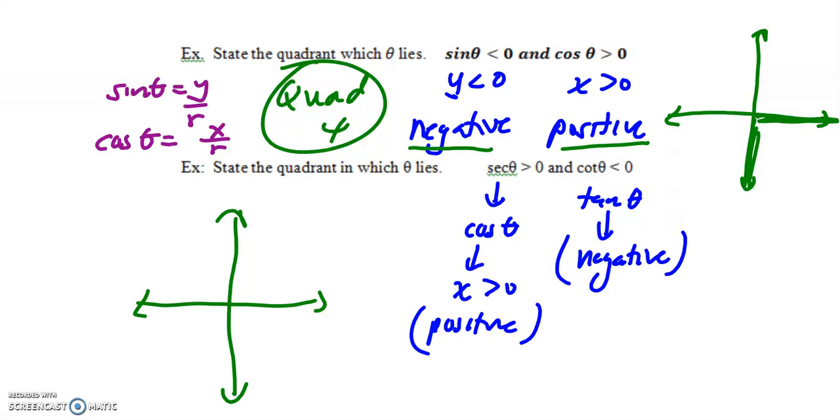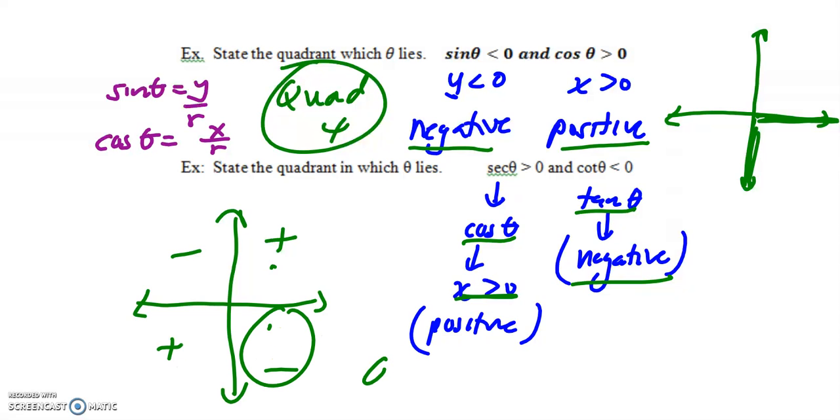The last example, where is cosine or x positive? So I'm between quadrants 1 and 4. And where is tangent negative? Well, we learned last time that tangent is positive in the first and third quadrant, which means it has to be negative in the second and fourth, which means yet again, quadrant 4 is our answer.